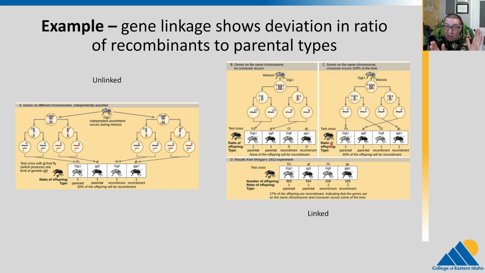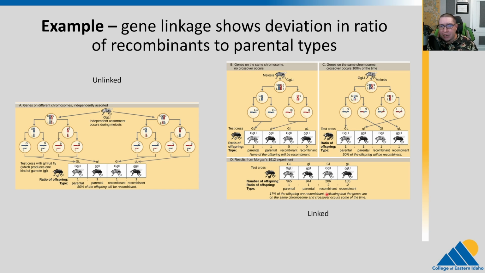But what if they're kind of close together? And this is what Thomas Hunt Morgan, who did a lot of genetic work on flies, actually observed. Well, he observed that in this case, there were a lot more parental types than recombinant types. In fact, it was about a 1:0.2 ratio. So he had about 1,000 of the parental types and only about 200 of the recombinant types. Well, what does that indicate to us? That indicates that the genes are close together.